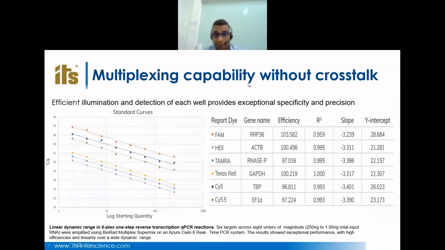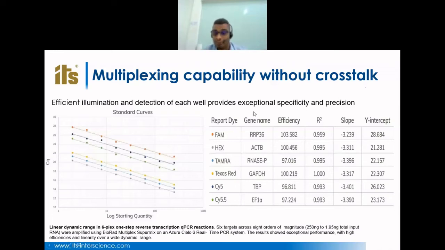Multiplexing capability without crosstalk. So by now, you know that the Azure can do a 6-target multiplex. What is crosstalk? Crosstalk happens when fluorescence bleeds over from one channel to another. For example, you have fluorescence bleeding over from the FAM channel to the HEX channel. Again, this is quite prevalent in some qPCR instruments that use entire plate scanning. They scan an entire plate as a whole, right?